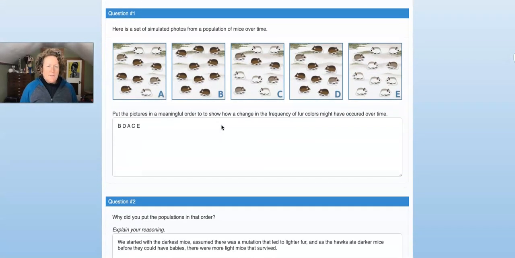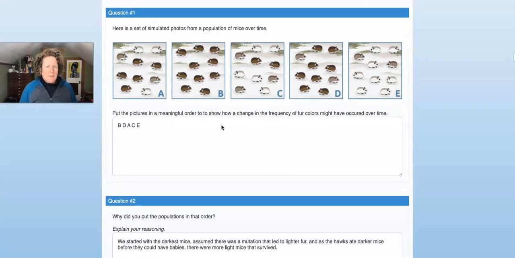This is a set of simulated photos of a population of mice over time. So they live on the beach. It's a light environment, has a light background. Eventually, the mice, through the action of predators, probably matched their background, but it probably didn't start out that way.